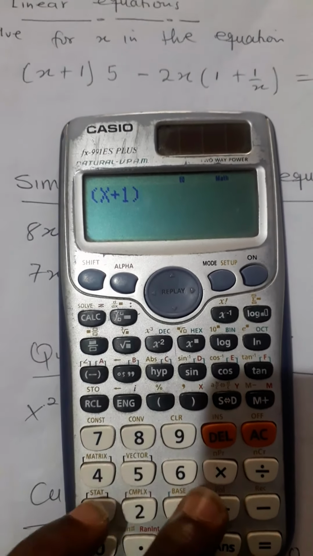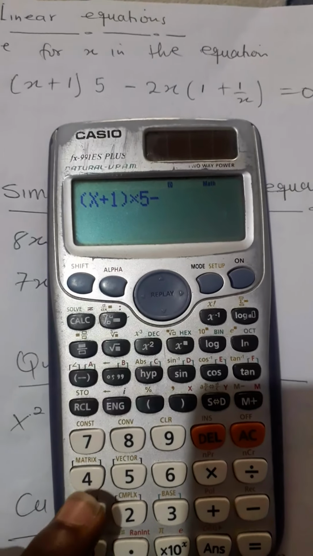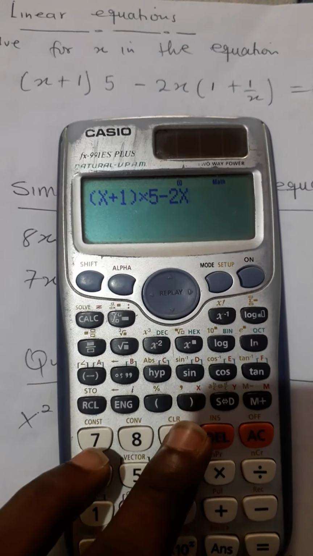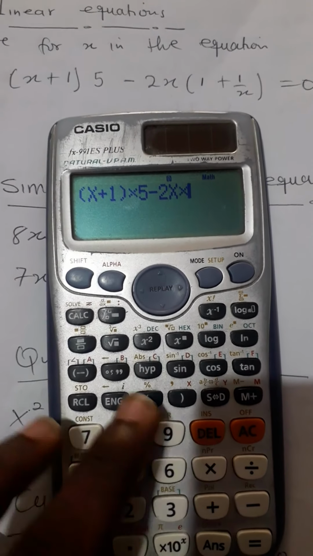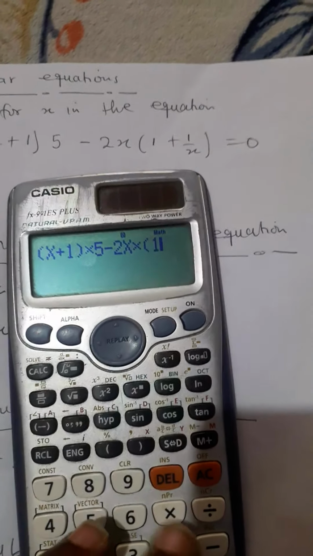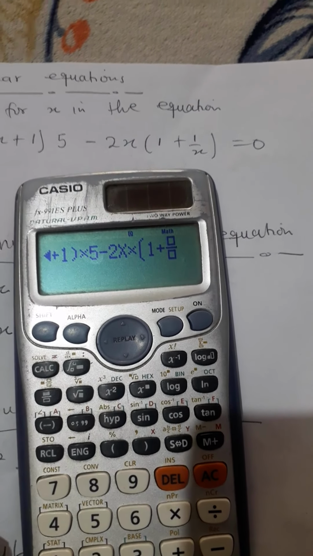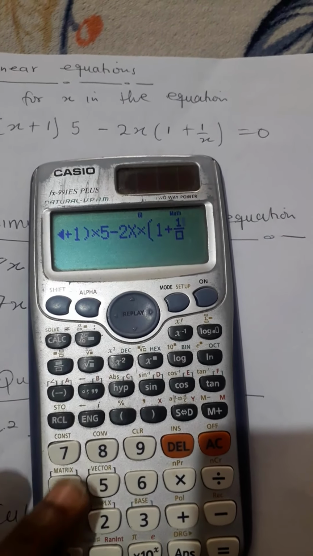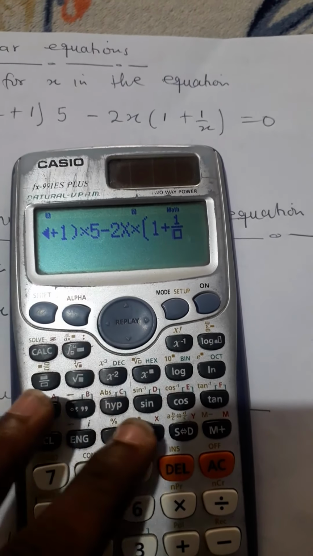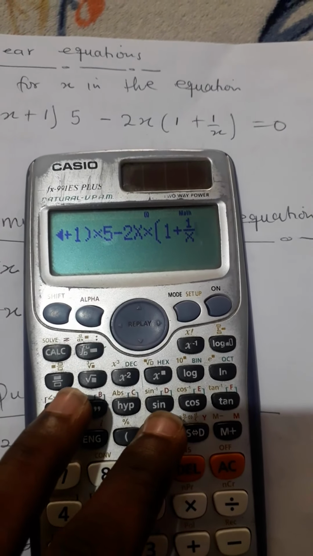Then times 5, then minus 2x. So 2, then alpha x, into brackets. So times the open bracket 1 plus the fraction 1 over x. Same thing, alpha x. Then you move the cursor to where the bracket is and close the bracket.